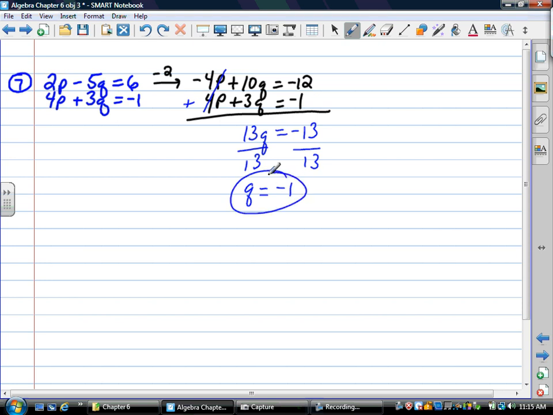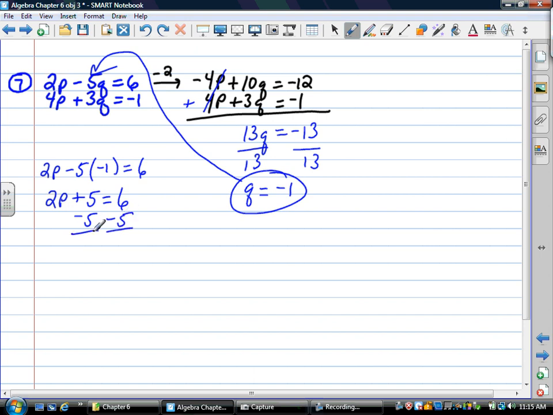I want to find the value for p, so I can replace p in either one of these equations. I'm going to use that top equation to find p. 2p minus 5 times negative 1. It's going to be equal to 6. I want it with 2p plus 5. It's going to be equal to 6. I subtract 5 from both sides of the equation. 2p is going to be equal to 1. And when we divide by 2 on both sides, I want it with p is going to be 1/2. My ordered pair solution is going to be 1/2, comma, negative 1. I want to check my answer.